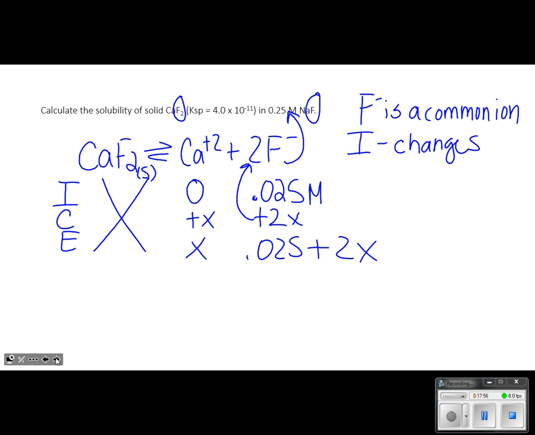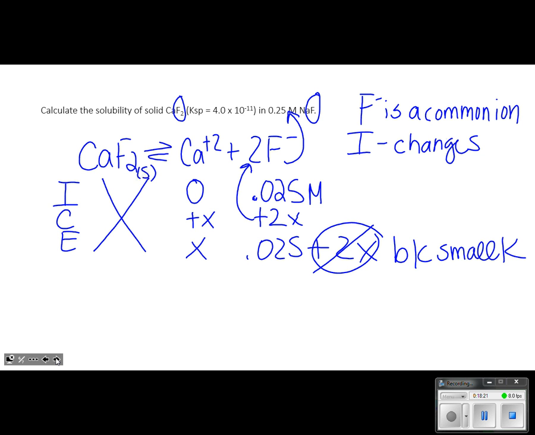Now, as you can probably imagine, we're going to be able to ignore that plus 2x because look at our K value up there. It's to the negative 11th. That's much smaller than anything we used in our previous small K problem. So we're definitely going to get rid of this because we have a small K.